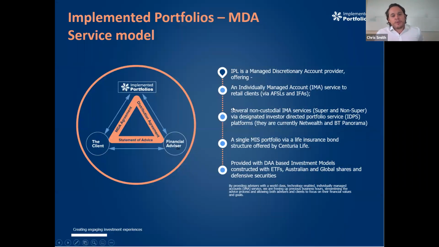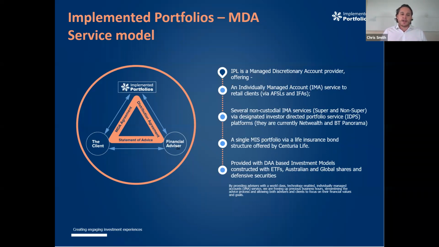As a starting point, what we run is a managed discretionary account service, and it's good to frame that to understand where we sit in relation to the end client who's investing with us and the financial advisor who's typically distributing it. The financial advisor and Implemented have a distribution agreement in place between each other. Implemented and the end client who's investing have an MDA agreement in place, but the advice sits firmly with the financial advisor and the client. That relationship between the client and the advisor is their relationship, and that sits separately from Implemented Portfolios. Our service is really to the financial advisor, assisting them in taking their business into an MDA environment and to gain scale in their business.